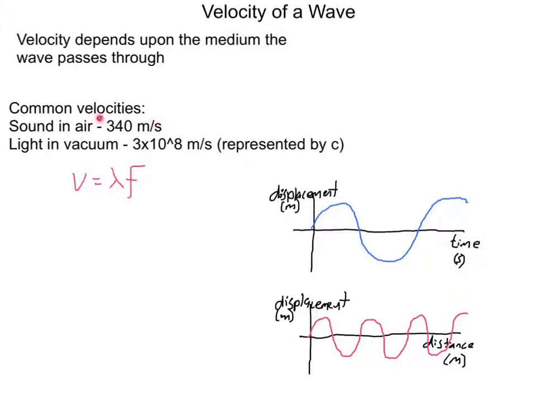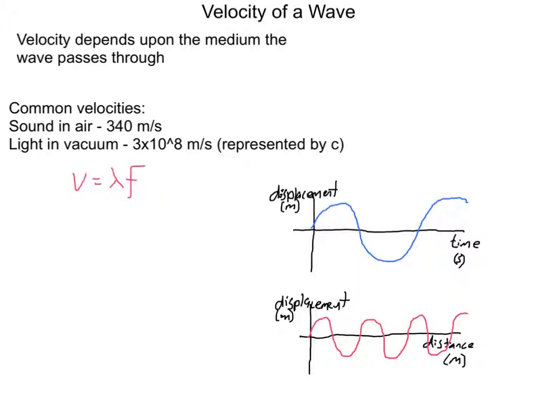Now, sound varies a lot more than light's velocity. But whenever you enter new mediums, every single wave changes velocities. And the equation you're going to use to calculate that is velocity equals wavelength times frequency. Velocity equals wavelength times frequency.